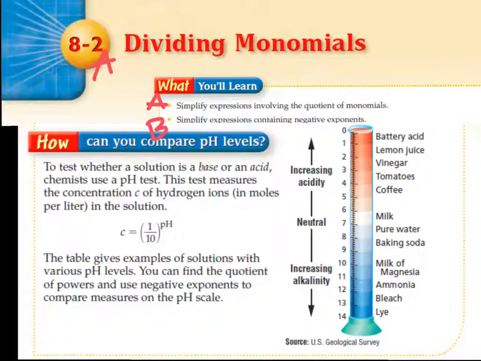How can you compare pH levels? To test whether a solution is a base or an acid, chemists use a pH test. This test measures the concentration C of hydrogen ions in moles per liter in the solution, and it gives the equation C equals 1/10 to the pH. The table gives examples of solutions with various pH levels. You can find the quotient of powers and use negative exponents to compare measures on the pH scale.